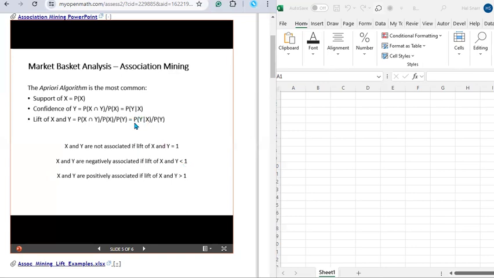If the probability of y given x is bigger than the probability of y, then the lift would be greater than 1, and we would say x and y are positively associated.